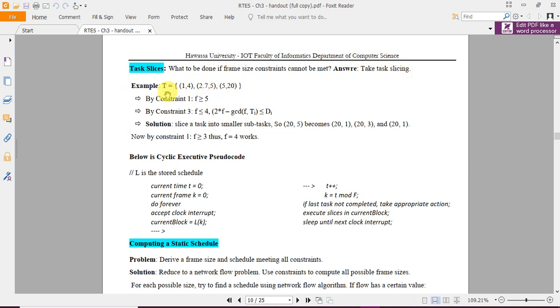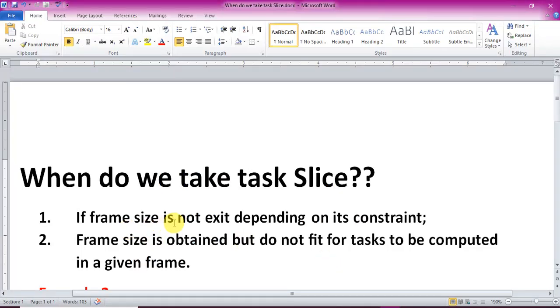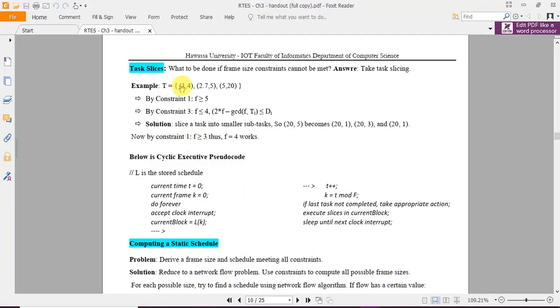In the first case, take this example. If a frame size does not exist depending on the constraints, for example take T1 equals (1, 4), T2 equals (2.7, 5), T3 equals (5, 20). By the first constraint, the frame size should be greater than the largest computational time. The largest computational time here is 5. So constraint 1: frame size f should be greater than or equal to 5.